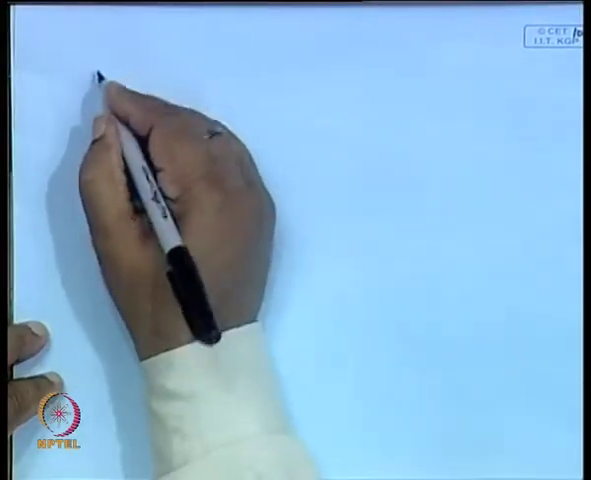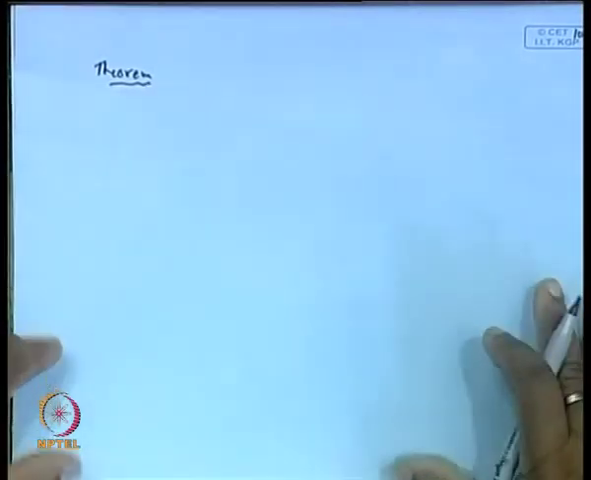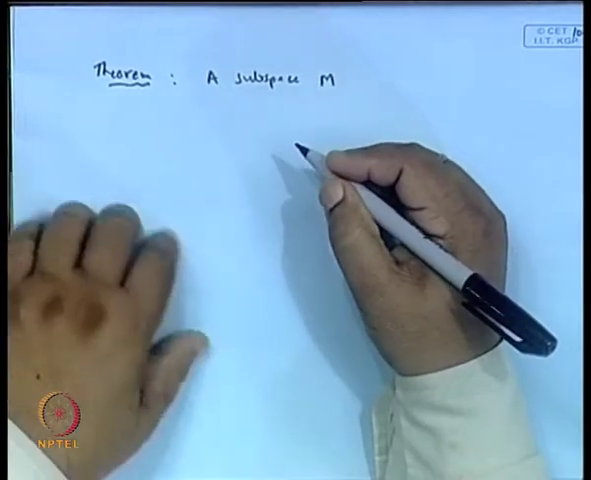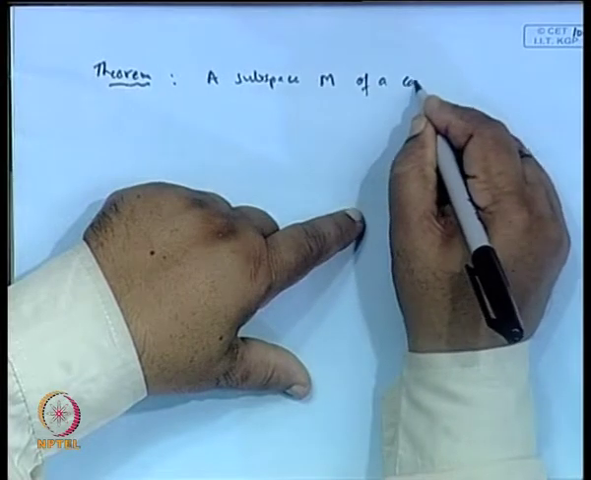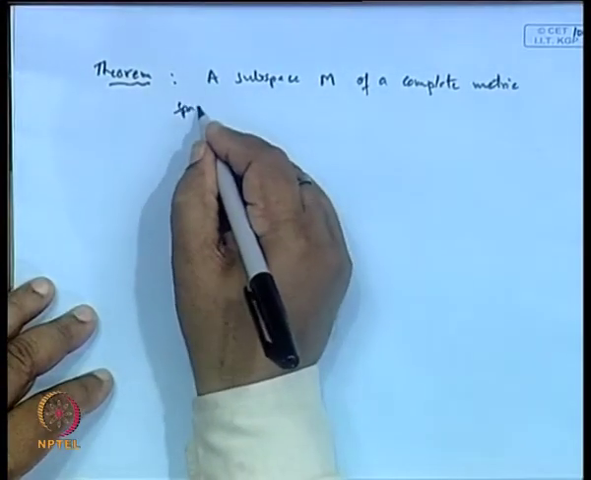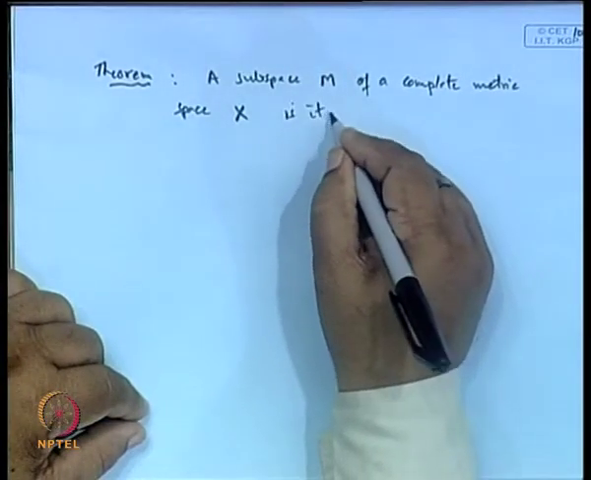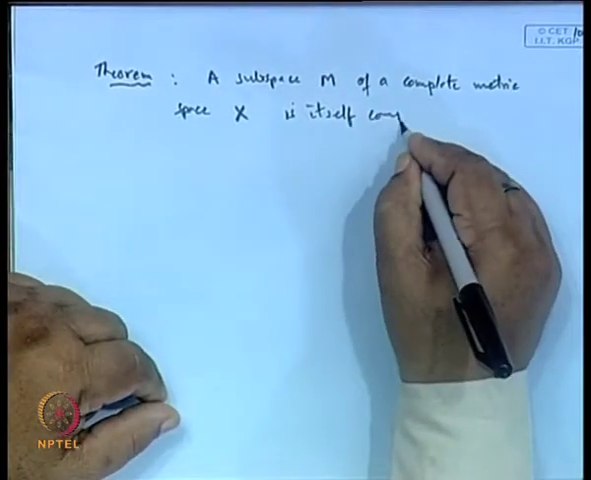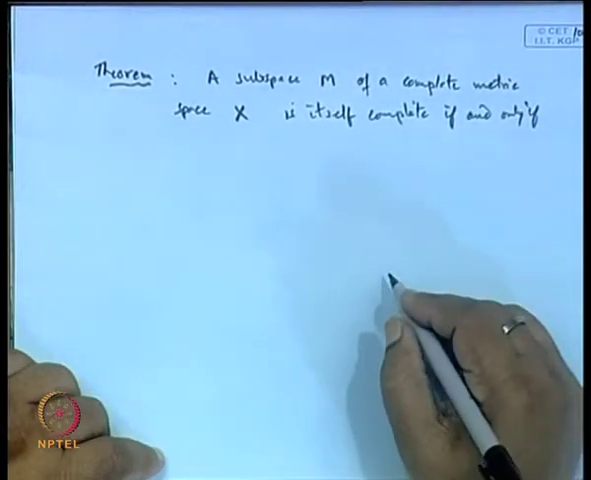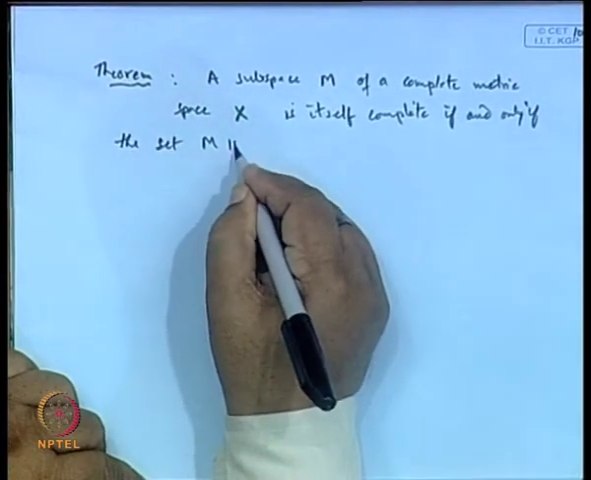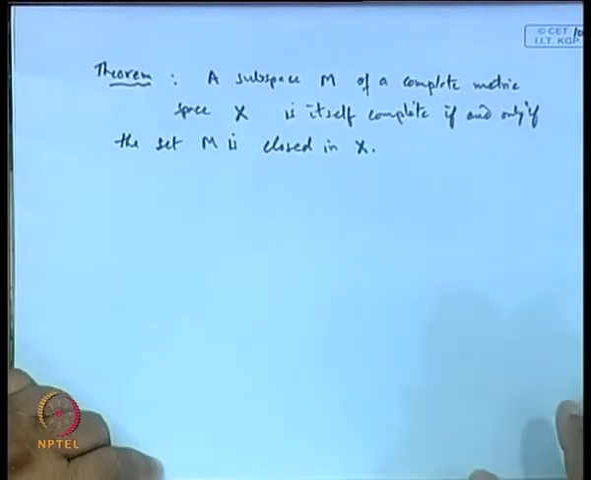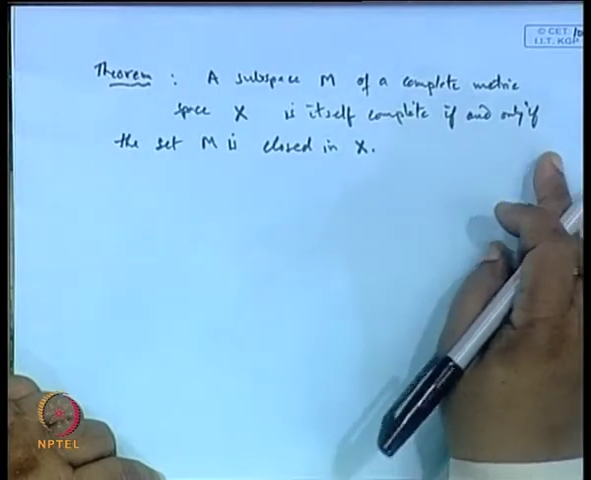Now, there is another result. A subspace M of a complete metric space X is itself complete if and only if the set M is closed in X. So, what is the meaning of this? A subspace M of a complete metric space X is itself complete if and only if the set M is closed.